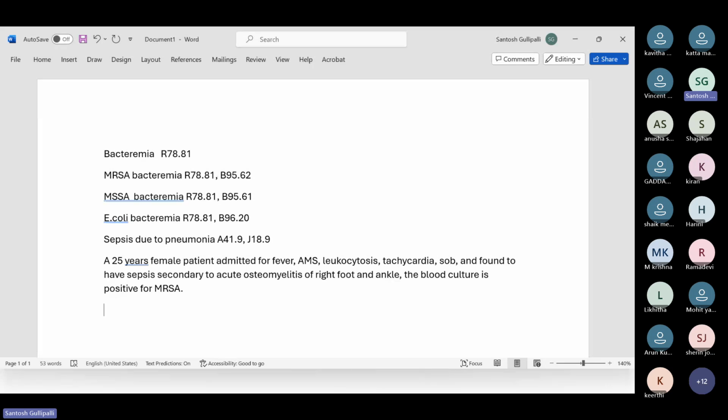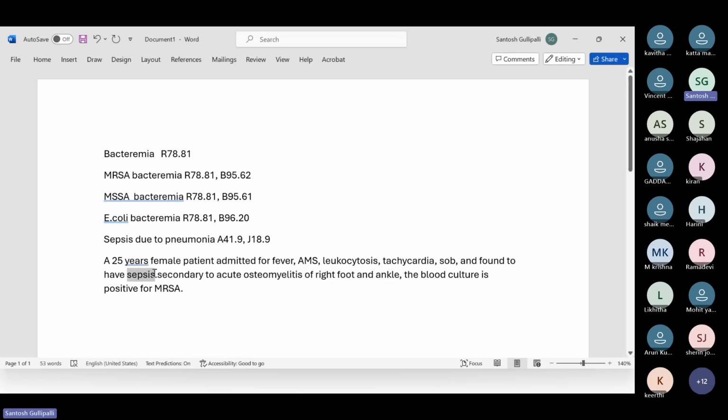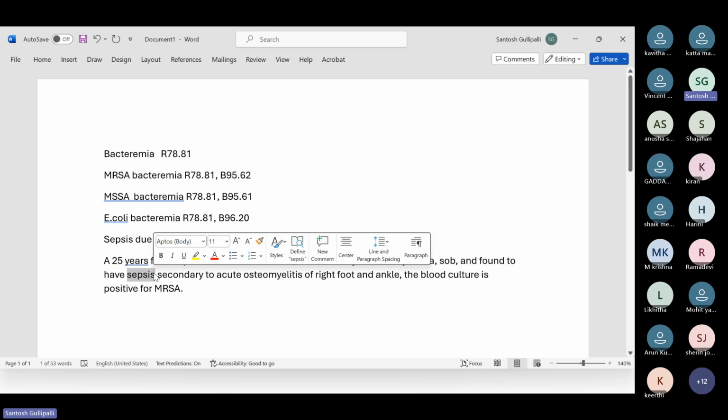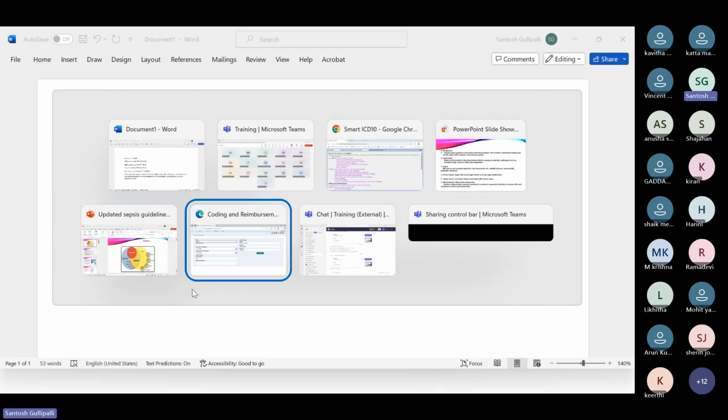Any organism that is positive in the blood culture, in this example the blood culture is positive for MRSA. So in this scenario, you can code directly MRSA sepsis, without physician documentation. The physician simply documented sepsis, but the blood culture is positive for a specific bacteria, so you can code directly by default combination. I will show you how to code that MRSA sepsis.